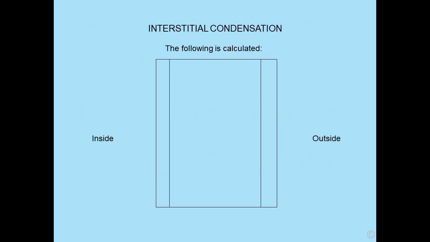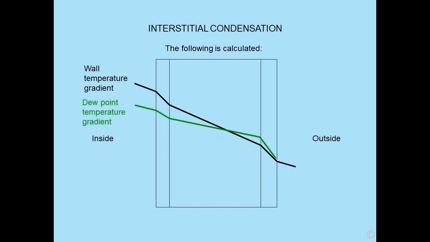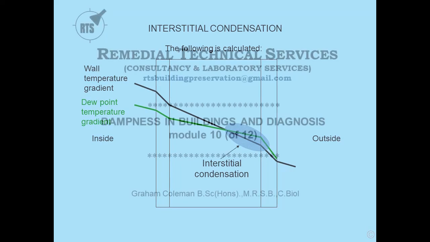Well, we put all this data and figures into equations, knowing the construction of the wall, its materials, the thickness of the materials, and we can calculate a wall temperature gradient through the wall. Similarly, by use of those calculations, we can also calculate a dew point temperature gradient through the wall, inside and outside. And if indeed those two cross, we then get interstitial condensation.